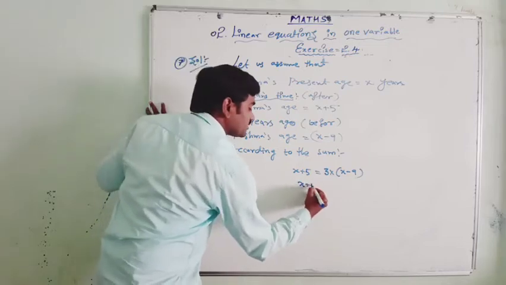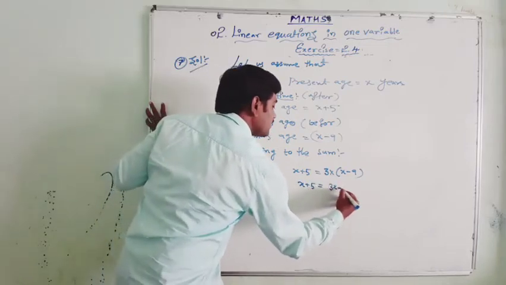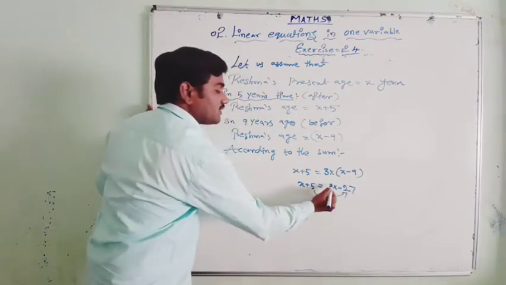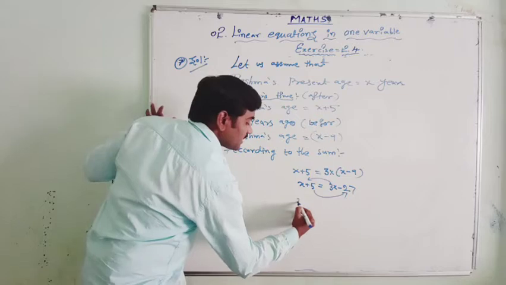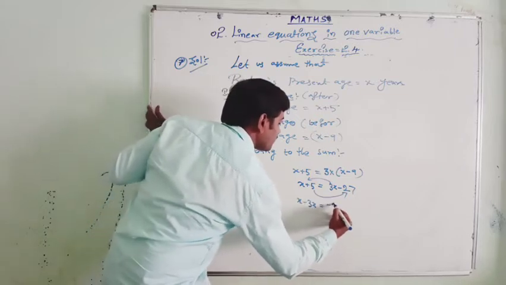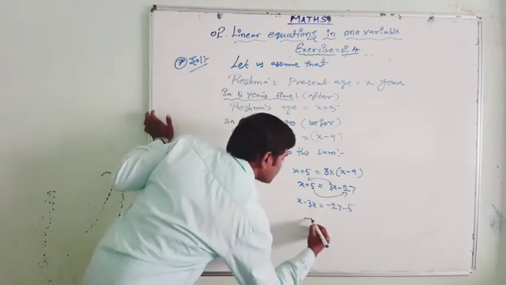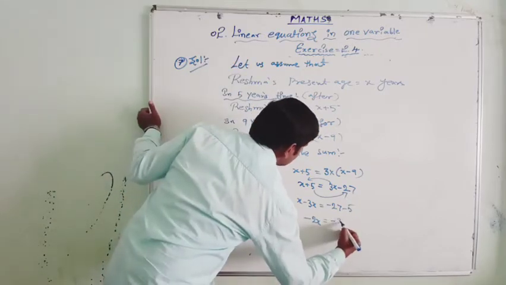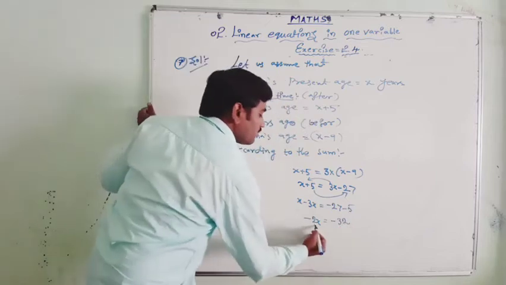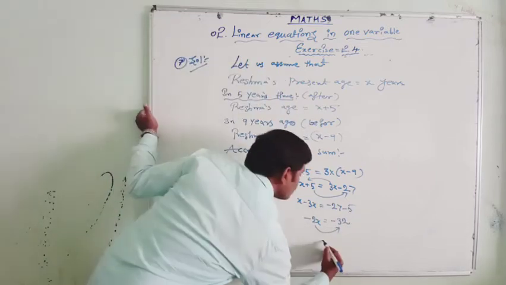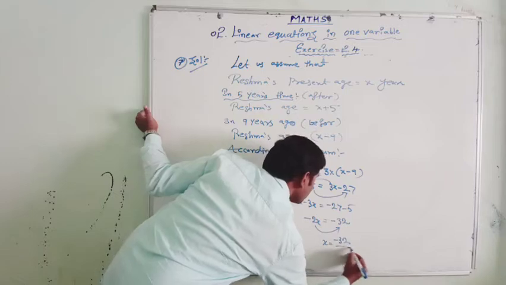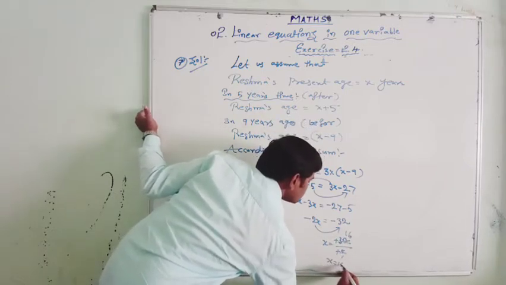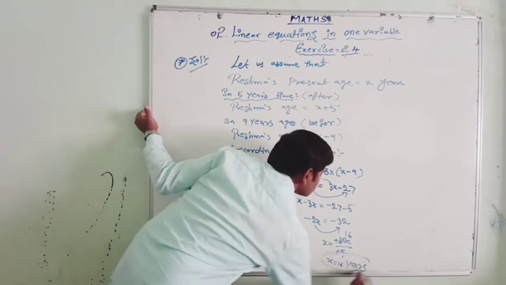Here x plus 5 is equal to 3 into x, 3x minus 3 nines are 27. Transfer the 5 to this side and the 3x to the LHS. So x minus 3x equals minus 27 minus 5. Here 1x minus 3x is minus 2x equals minus 32. Minus 2 is multiplying, so it will be divided: minus 32 by minus 2. The minuses cancel, and 2 sixteens are 32, so x equals 16 years.